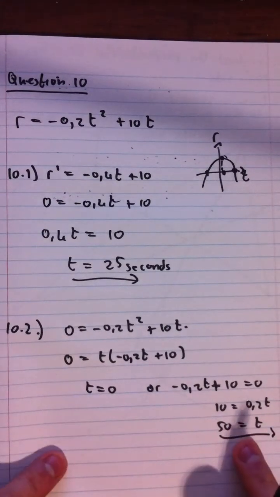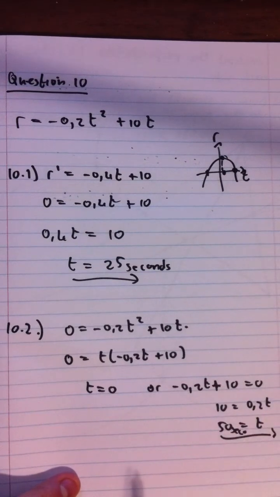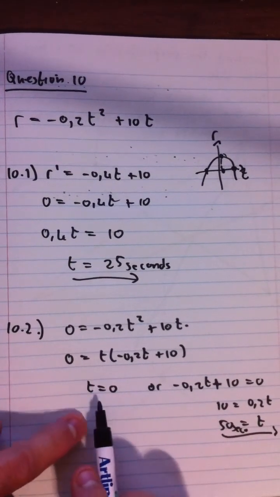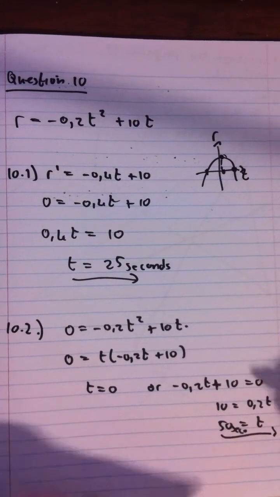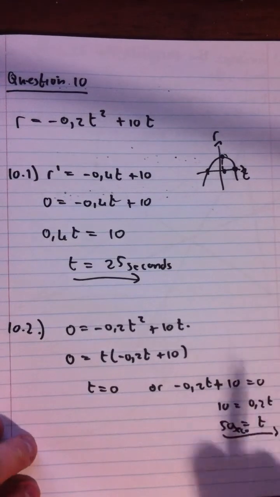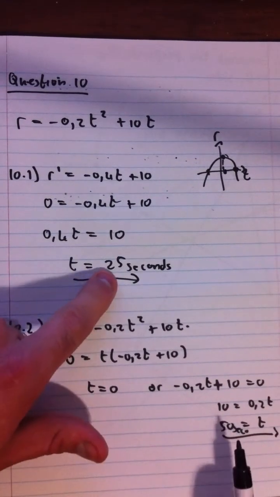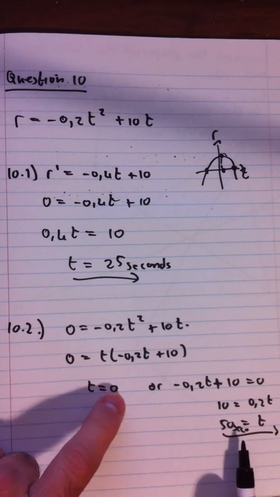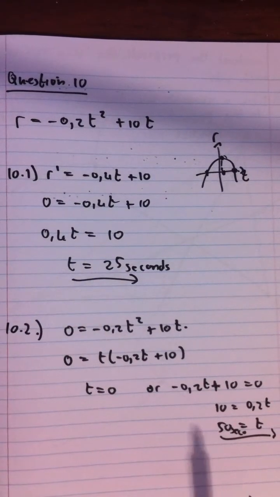So after 50 seconds the flow will stop completely, and it starts at 0 as well. So it starts at 0, then it starts increasing in flow, and then at 50 seconds there's no flow anymore. So that's it, and we can see this is symmetrical because the turning point of a parabola has to be midway between the x cuts, and we see this is true. Between 0 and 50, midway between that is 25 seconds. And that's it for question 10.